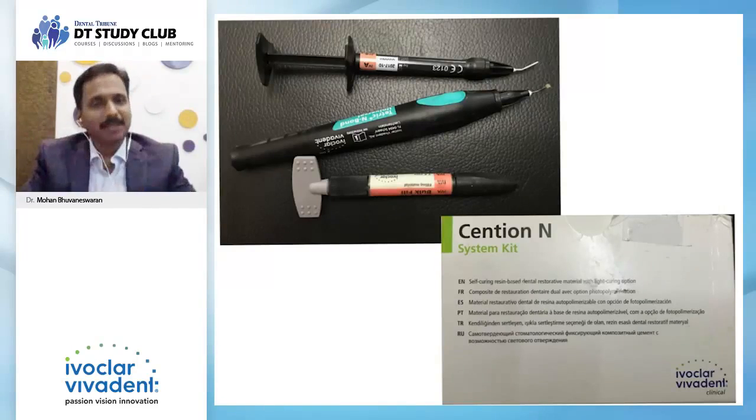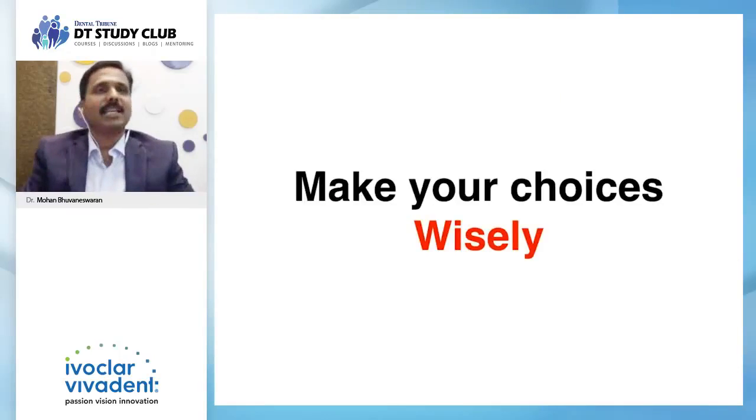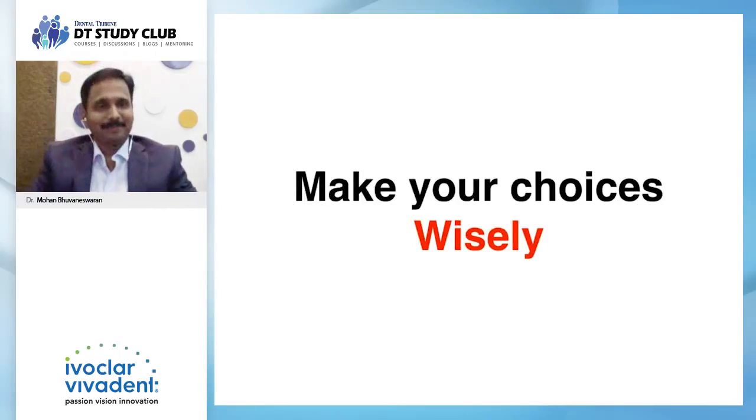The answer would be a pit and fissure sealant if it's not cavitated at all. And if it is a very small cavity, then you can use any of your flowable composites and restore it. You don't have to dig a huge cavity just because you want to put a Cention there. So Cention also has its own indications. In anteriors, I cannot use Cention N because it is not aesthetic. When I'm talking about aesthetics, it goes to the composite. So it's a simple mantra: make your choices wisely, right?